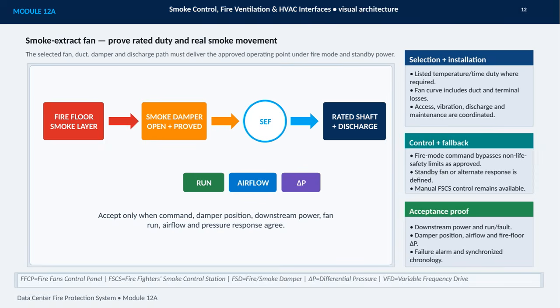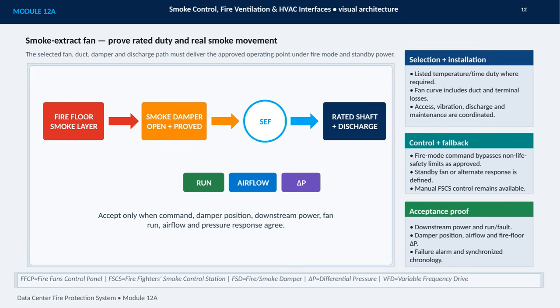The selected fan, ductwork, damper, rated shaft, and discharge path must achieve the approved operating point during fire mode, including operation on standby power. The key principle is real smoke movement, verified under the actual system conditions. Selection and installation should account for the required temperature and time rating, the complete fan curve with duct and terminal losses, and practical issues such as access, vibration, discharge, and maintenance.